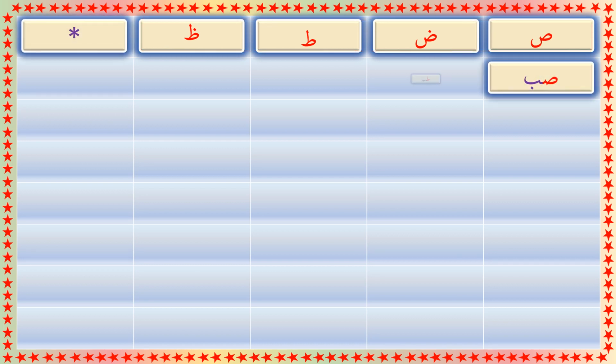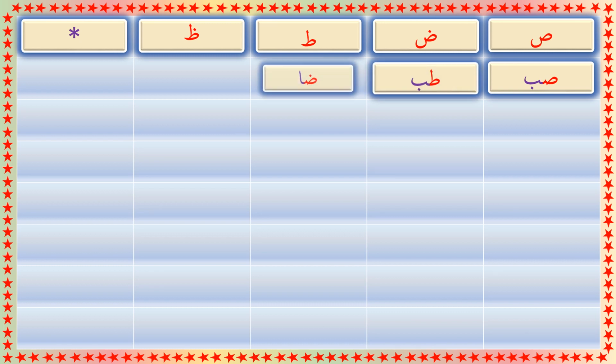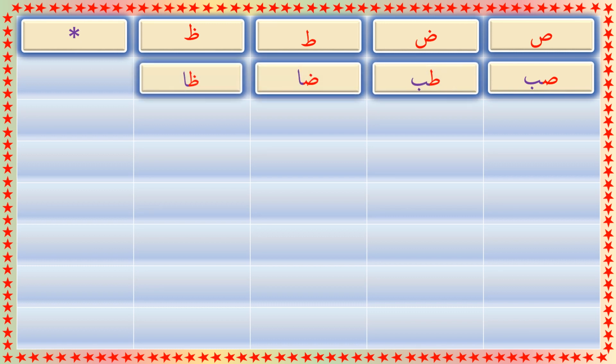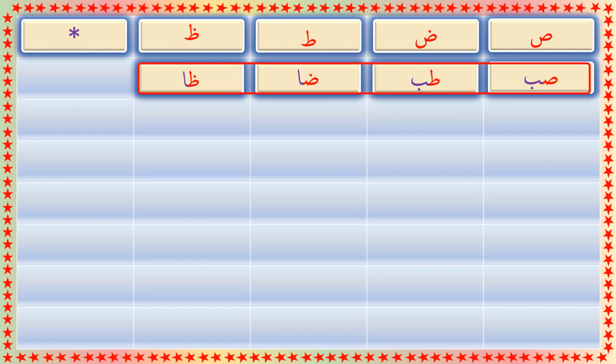Sod, Dod, To, Zo. Now we will learn the shapes of Sod, Dod, To, and Zo. Sod Ba, To Ba, Dod Alif, Zo Alif. And these are the shapes of Sod, Dod, To, and Zo.